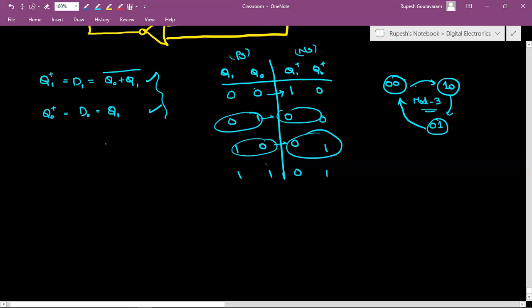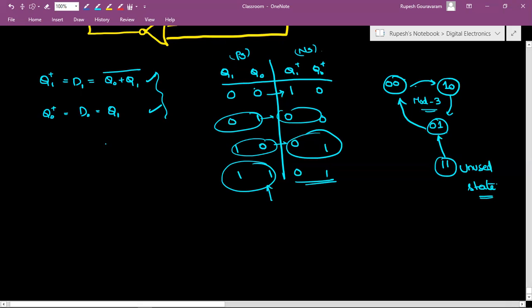But what about 1, 1? If 1, 1 occurs by mistake, it goes into 0, 1. That means here you can write like this. If 1, 1 occurs, then it goes to 0, 1. This 1, 1 is an unused state.